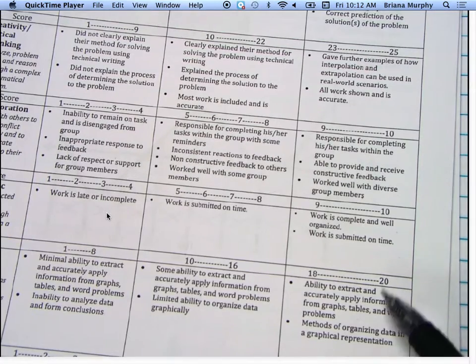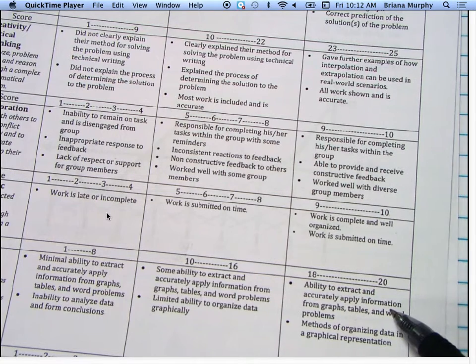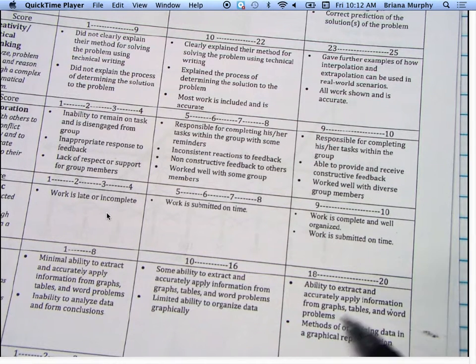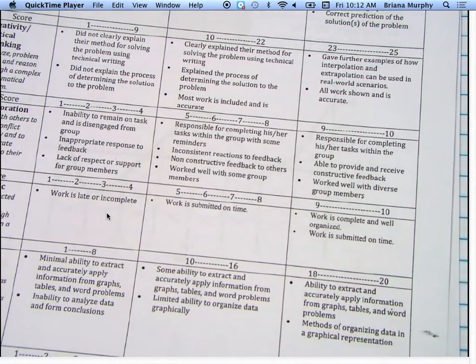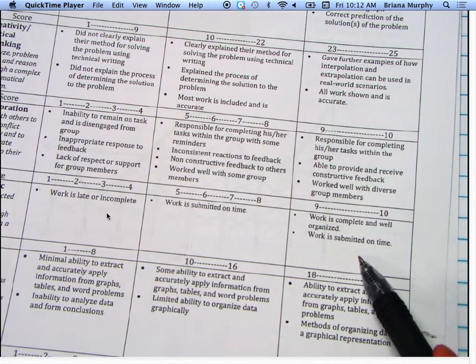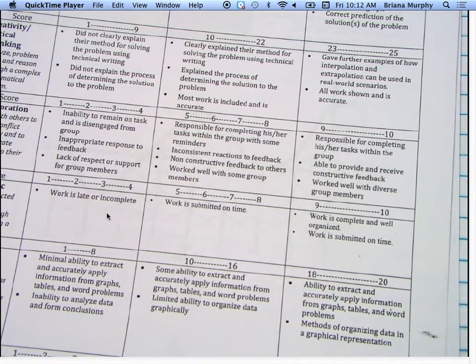So you were able to accurately apply the graphs, tables, and word problems and the method of organizing the data in a graphical representation. We're done. Okay? So right now, if you feel comfortable that your write-up is done, turn it in now. Otherwise, you might miss some of the points for your work not being submitted on time, but if you could get a higher grade, you can do it on Monday.